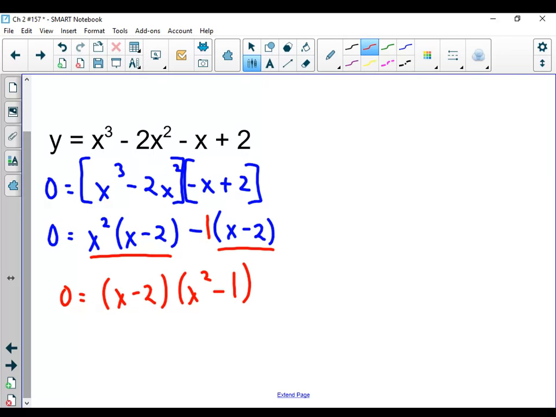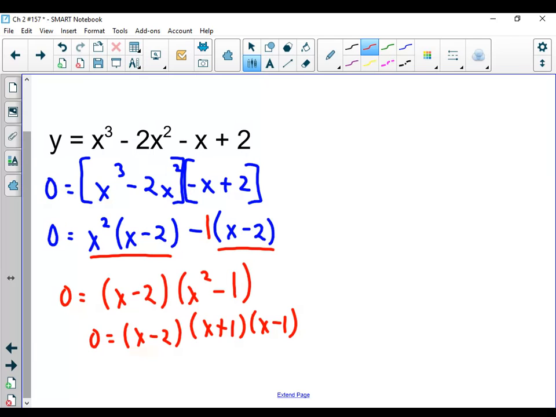Except if you notice here, x squared minus 1 is one of those difference of squares we talked about the other day. Because x times x gives me that. 1 times 1 gives me that. So I could break this into x plus 1 and x minus 1. And we already had the x minus 2. And that was actually what part C had for all the factors there on that one.